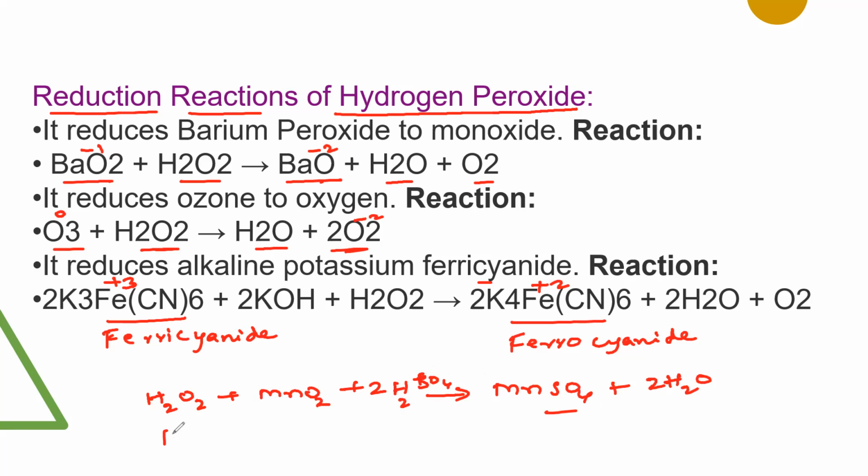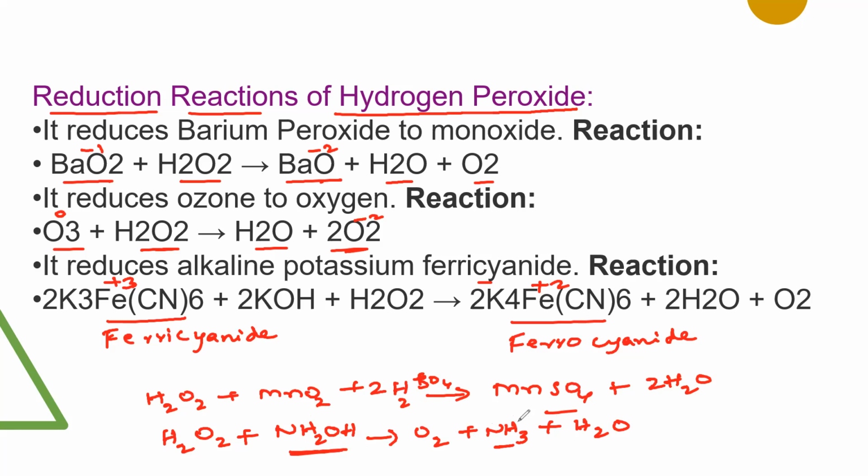Next reaction, fourth reaction, hydrogen peroxide combines with NH2OH and forms oxygen gas plus ammonia plus water. So it reduces. These are all reducing natures. NH2OH to NH3. NH2OH is called what? Hydroxylamine. Hydrogen peroxide reduces hydroxylamine to ammonia. Hydrogen peroxide reduces ozone to oxygen.